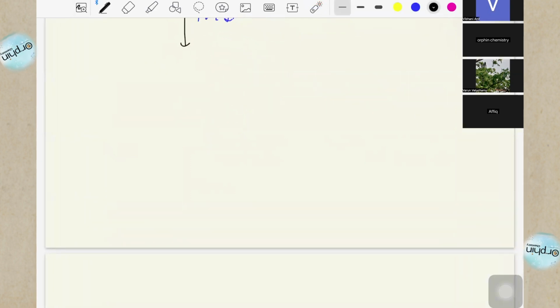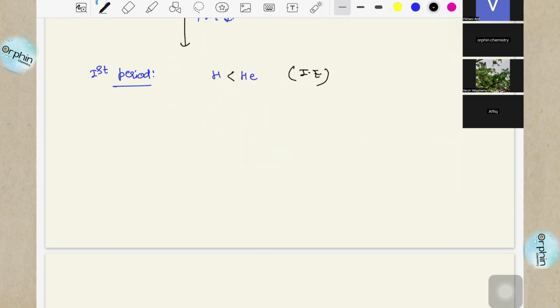Chaliye. Now let us start the comparison. Period 1, first period. In the first period, hydrogen and helium are there, right? And we have to compare ionization energy. So what will be the order here? Hydrogen and helium. Helium is having an inert gas configuration, a stable configuration. So ionization energy of helium will be more, right?